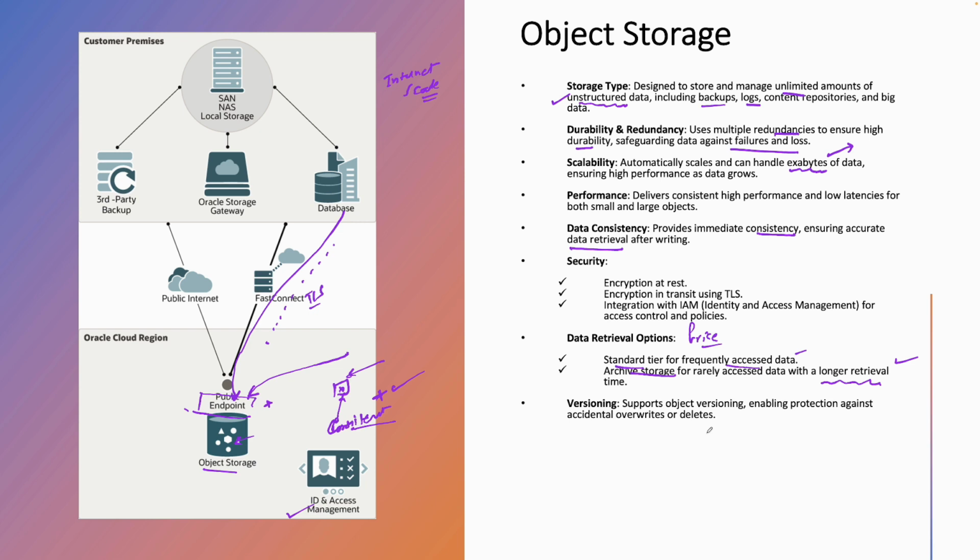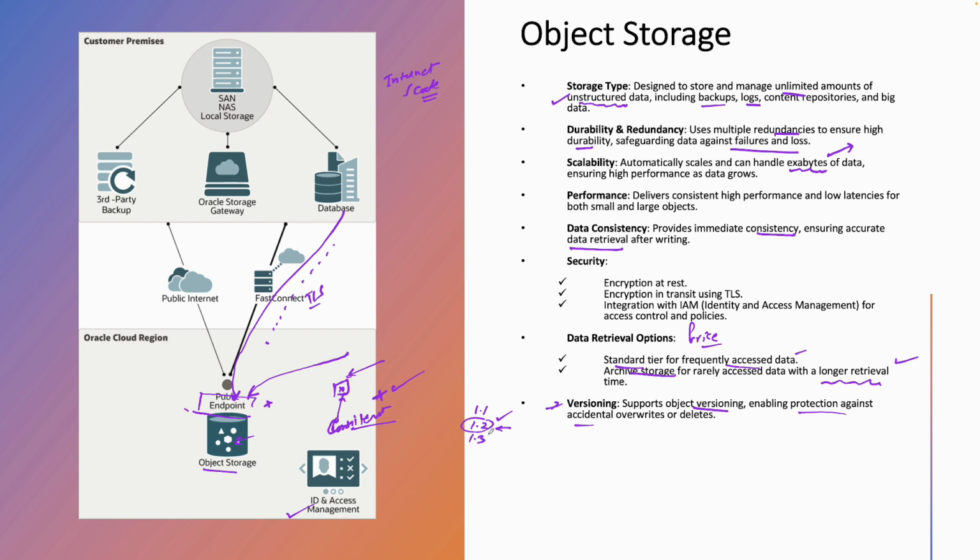And always remember, a bucket is associated with a single compartment that has policies that determine what actions a user can perform, right? And on top of it, there's always a concept of versioning. Versioning means that if you store, say, an object with version 1.1, and then you make some changes and store it as 1.2, 1.3, then you can always bring over the previous version as well. So that's the benefit of versioning. It supports object versioning, enabling protection against accidental overwrites or deletes.